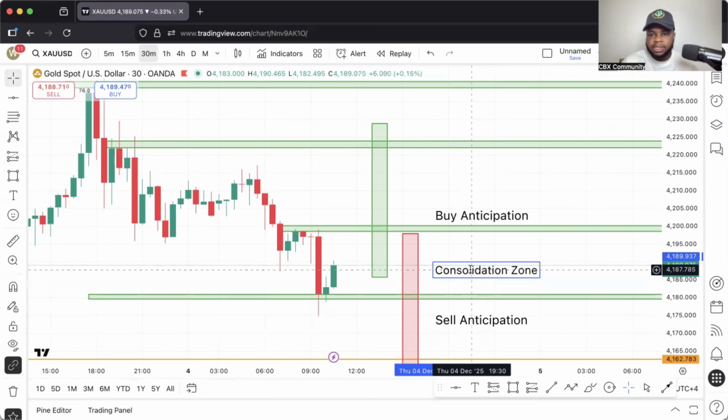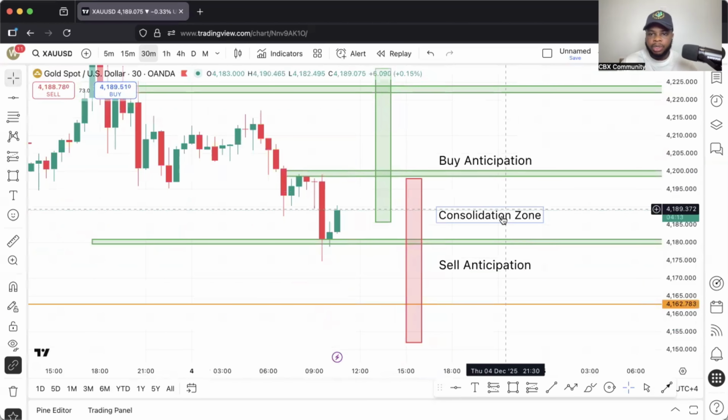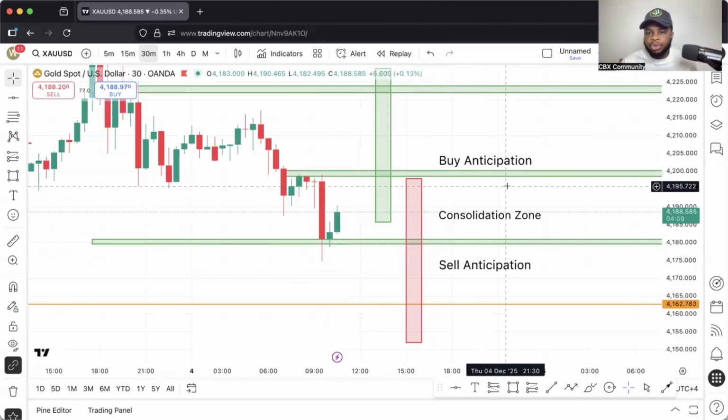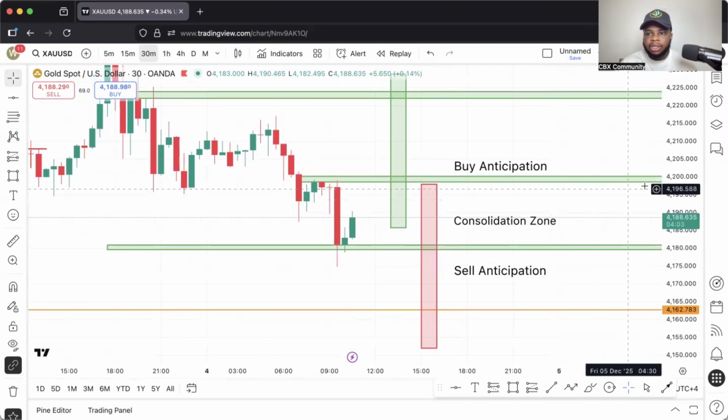So we are anticipating a candle should break our support zone and a candle should break our resistance zone. Then we'll be able to take a position, which I'm going to tell us if it is the right time for us to take a position. So let's just be patient.